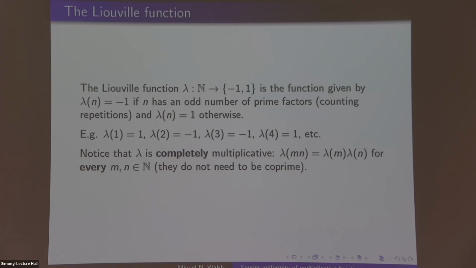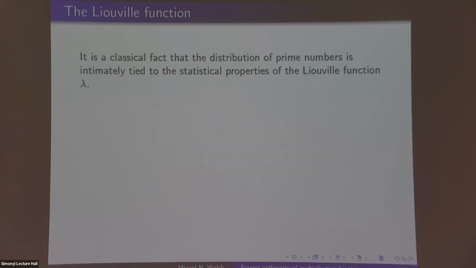And so the motivation why we care so much about this function, the Liouville function, is because it's very well known that the distribution properties of this function are very tightly related with the distribution properties of the prime numbers. So it's a classical fact. The distribution of prime numbers is intimately tied to the statistical properties of the Liouville function.